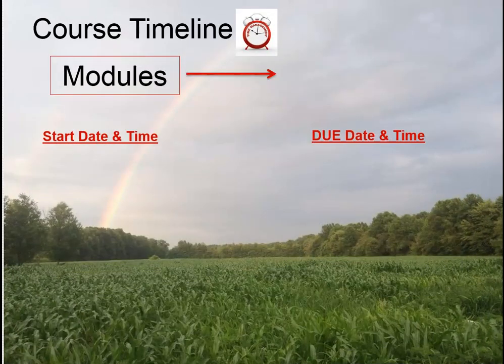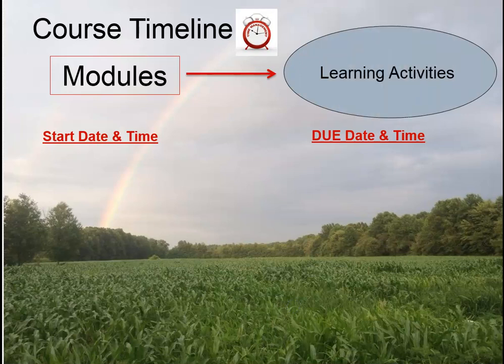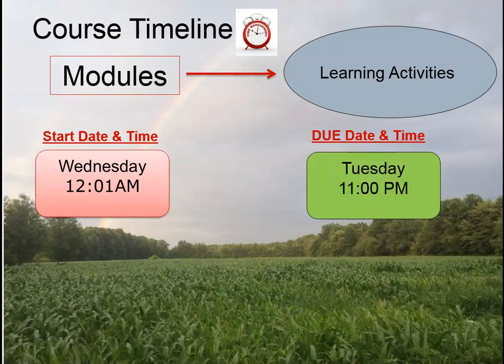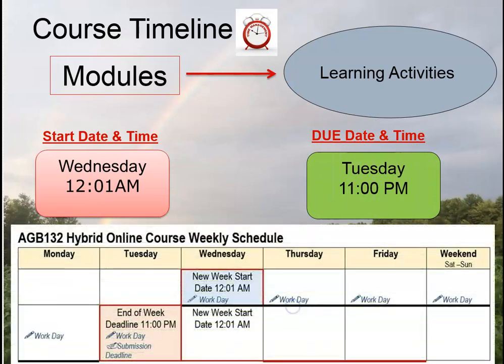So your course timeline will be as follows. Everything's broken down into modules, which is your learning activities in each module based on per week. Your start date always starts on Wednesday. It'll open up at 12:01 a.m. and it will close the following Tuesday at 11 p.m. And so your schedule would look something like this for the online portion.